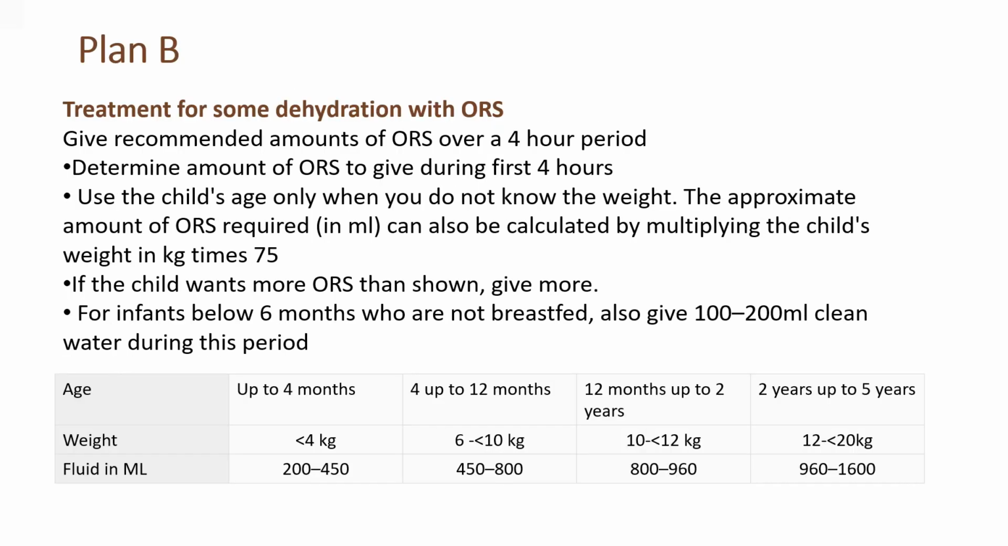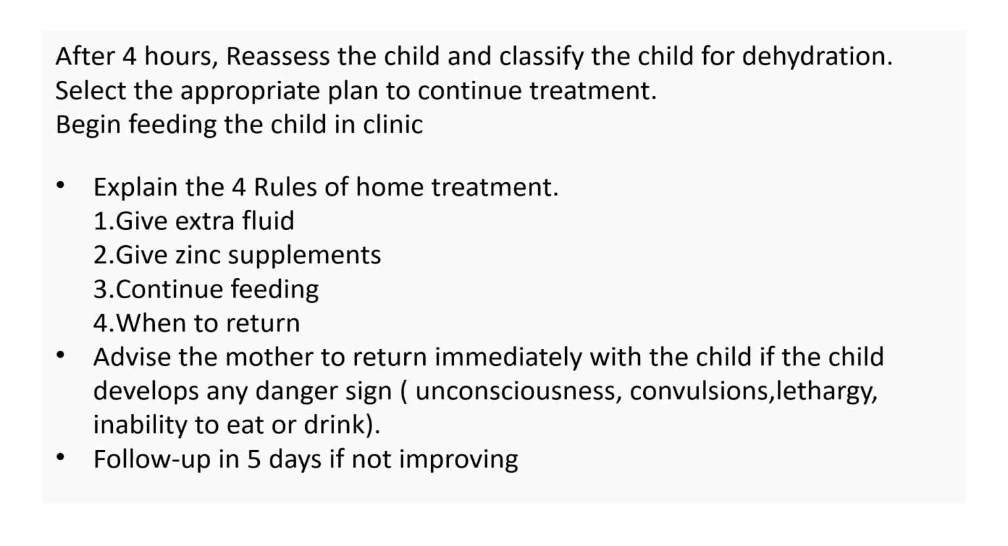In case of Plan B, you have to give the recommended amounts of ORS over a 4-hour period. The child's age-based calculation is only to be done if there is no means of knowing the weight of the child. Otherwise, weight-based treatment is preferred. So always remember, home-based care has 4 basic rules: extra fluid, zinc supplementation, continued feeding, and knowing when to return once there are any danger signs.